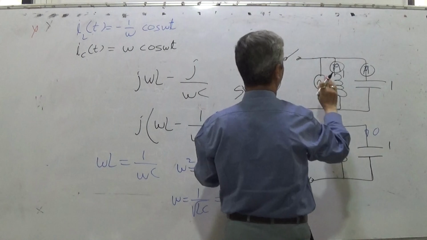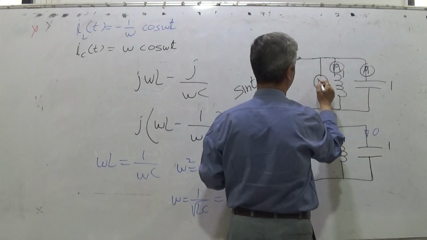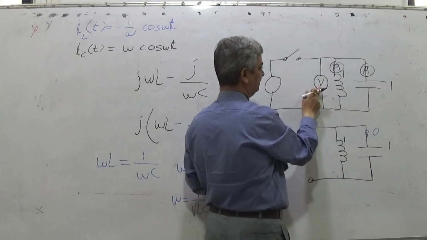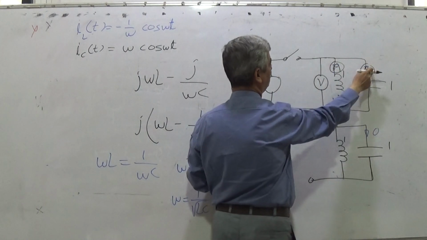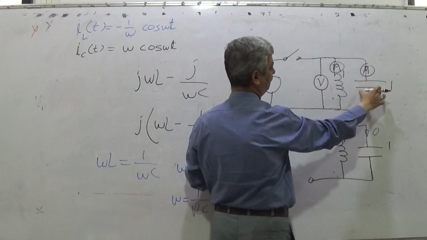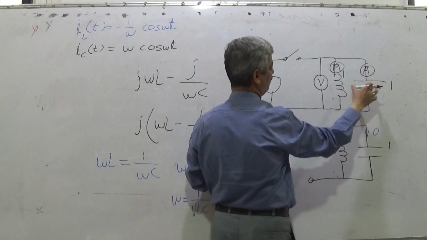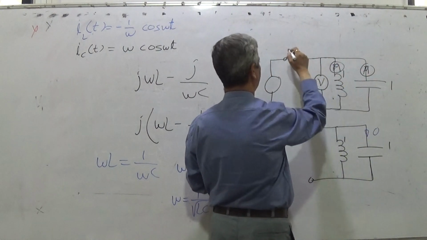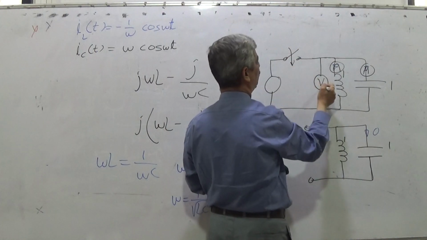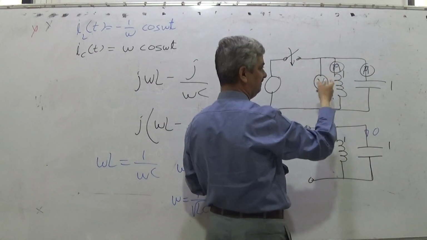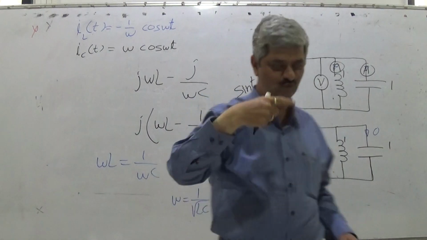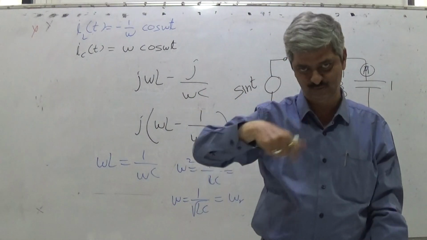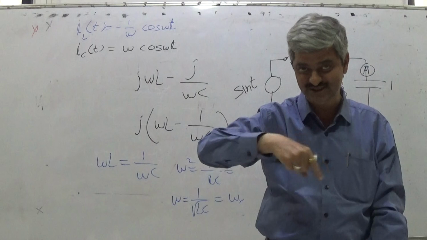This is the voltmeter, so AC voltmeter, AC ammeter, 1 farad capacitor, 1 Henry inductor connected like this, no voltage, no current. When I close this switch, what will happen? The voltmeter will show 1 volt AC, assuming it's an AC voltmeter with appropriate rectification, or you can see it on a CRO also.